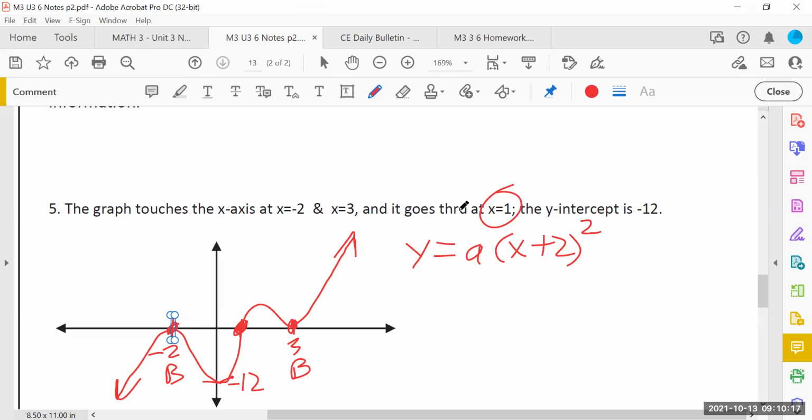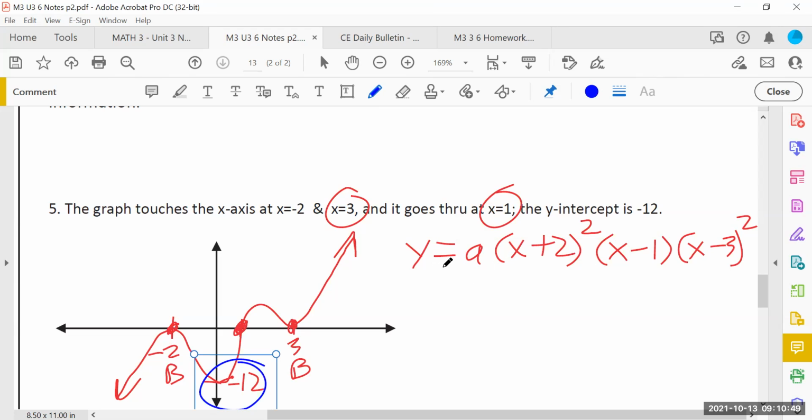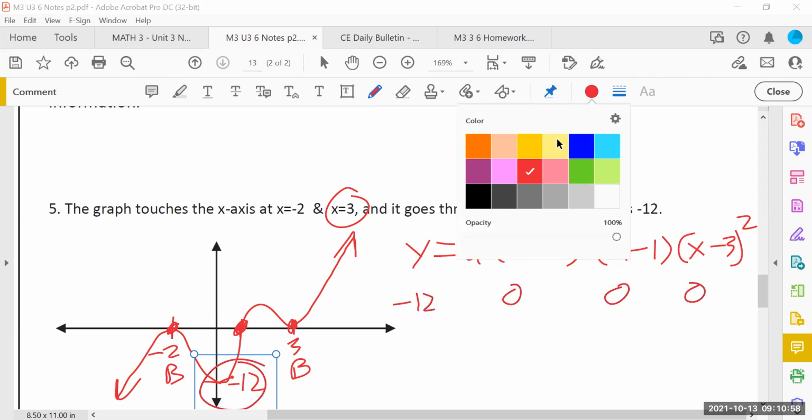Then how about the x equals 1? What's my factor for that one? X minus 1. And the x equals 3. X minus 3 squared. That is an equation, right? It's the general one. I need A. It wants the actual equation. So I'm going to plug in 0, -12 here to find A. So right there, I'm going to put in -12 equals A, with 0 for all the x's.